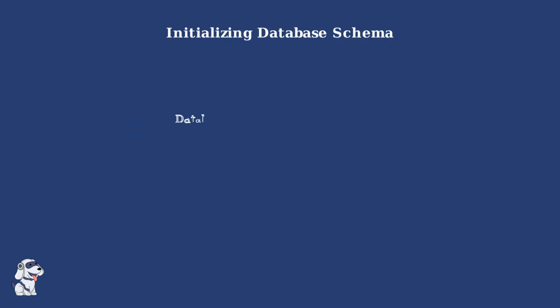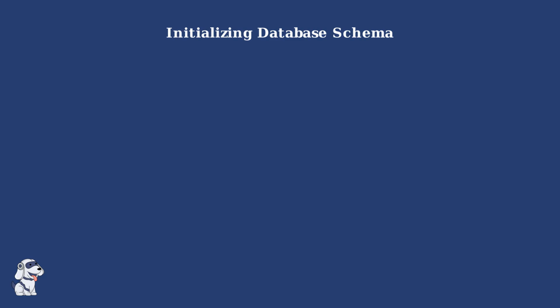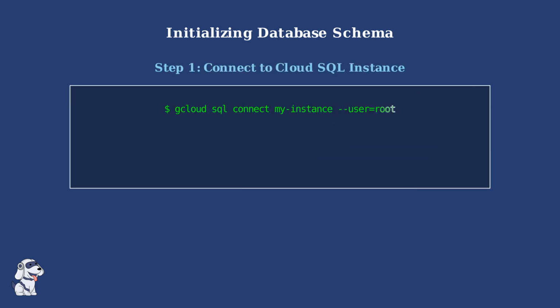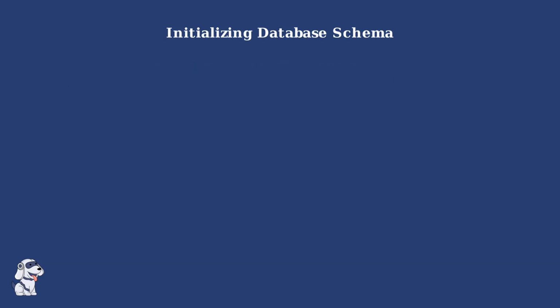Once your Cloud SQL instance is created, the next crucial step is initializing your database schema. This means setting up the structure of your database by creating tables, defining relationships, and establishing the foundation for your application's data. The first step is connecting to your Cloud SQL instance using the gcloud command line tool. The gcloud sql connect command provides a secure way to access your database directly from your terminal.